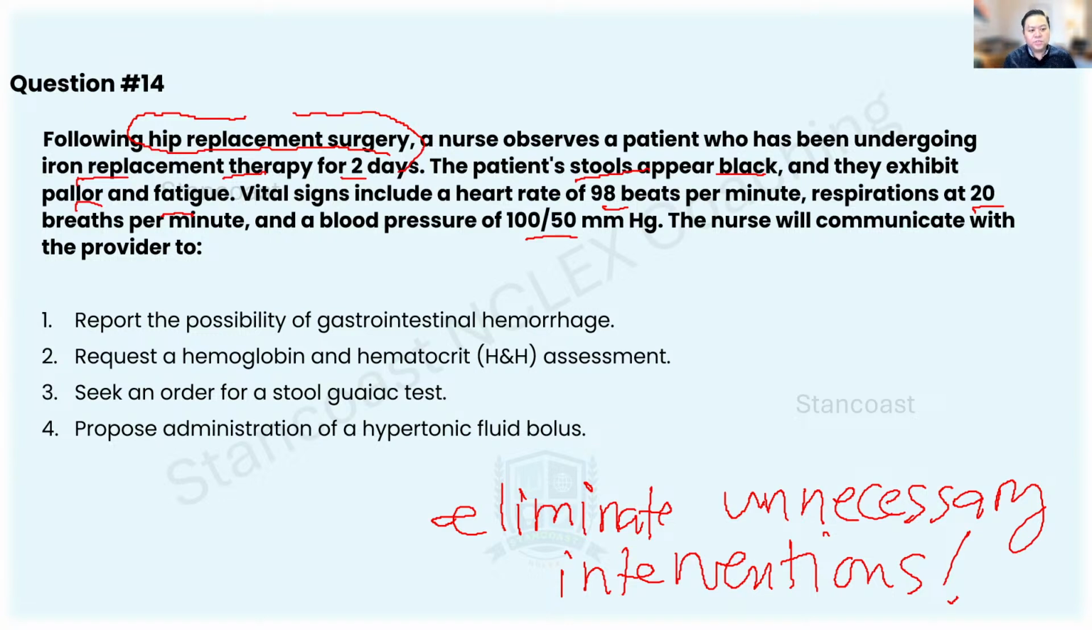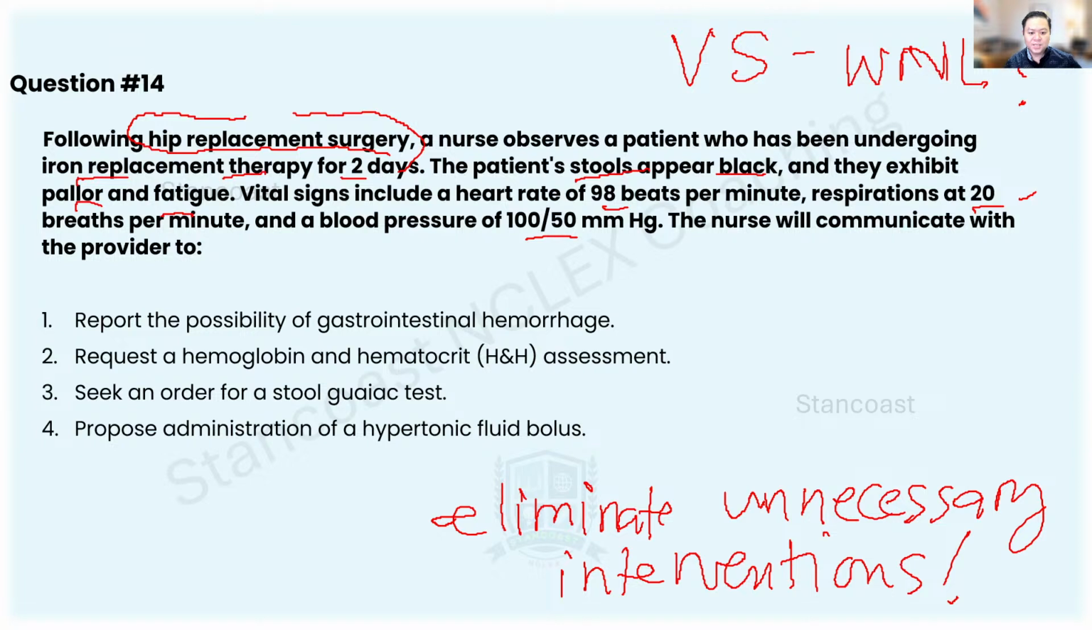So I want you to go back into the patient's vital signs. Are the vital signs within normal limits? If they are not, then you probably would have to do something about it, right? Is the patient's heart rate abnormal? Are the patient's respirations abnormal? Is the patient's blood pressure abnormal? So if they're abnormal, then you do something about it. But if not, then look for something else.